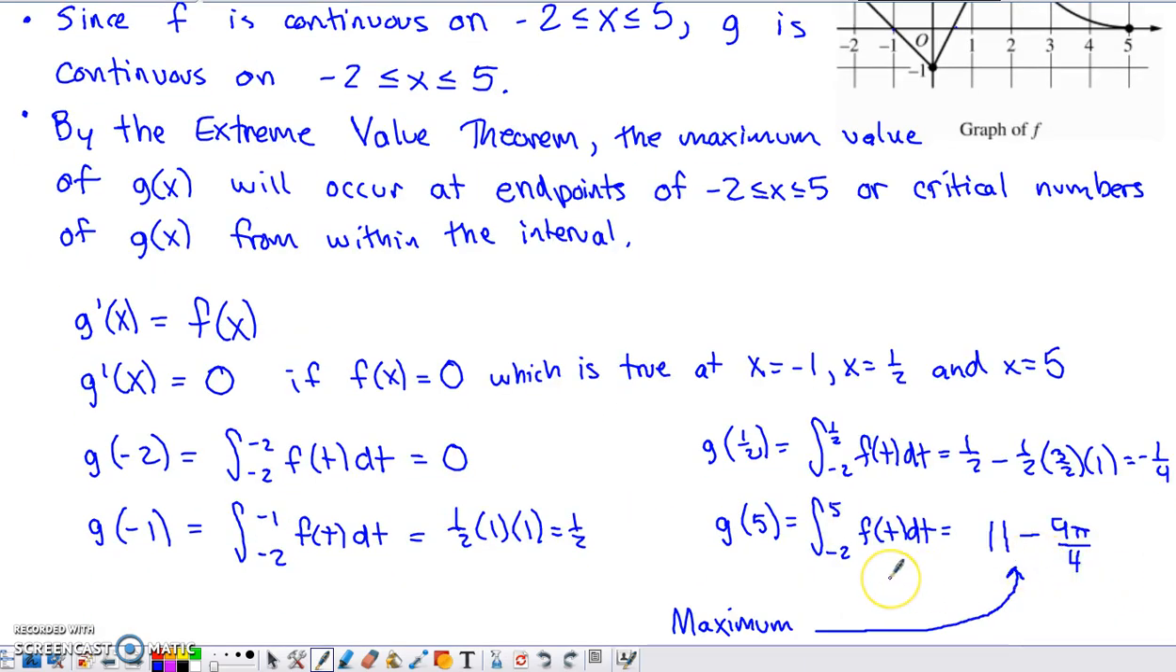And which of these is the biggest value? The maximum has to occur at one of them. Biggest of the values that we came up with by a pretty wide margin is g of 5, 11 minus 9 pi over 4. So that is our maximum value.